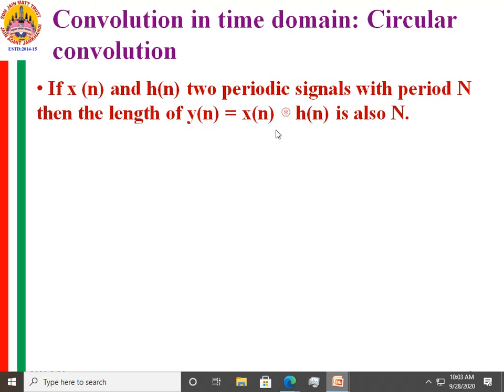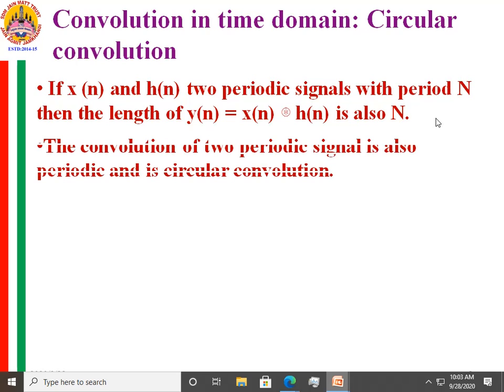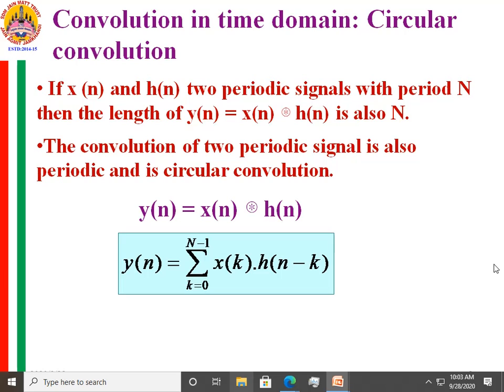Now this symbol, a convolution sign with a circle around it, represents the circular convolution. It indicates that x[n] and h[n] are periodic with the period of capital N, and this output y[n] is also periodic with the same length N. The convolution of two periodic signals is also periodic and is called circular convolution, and we represent it symbolically like this: y[n] is equal to x[n] circularly convolved with h[n].